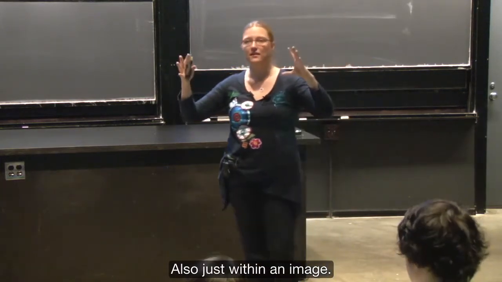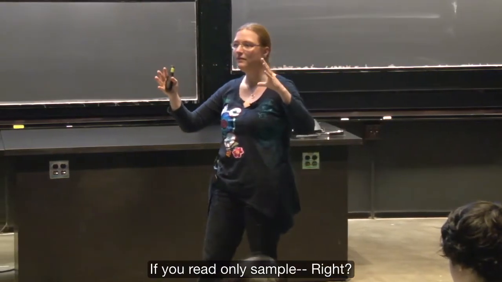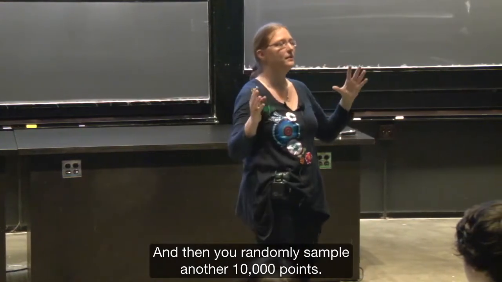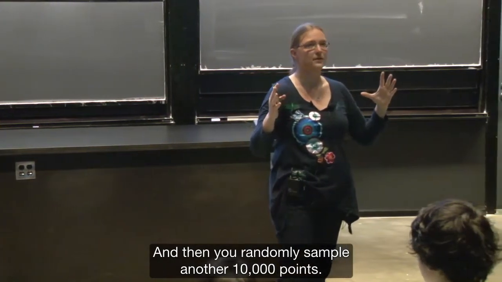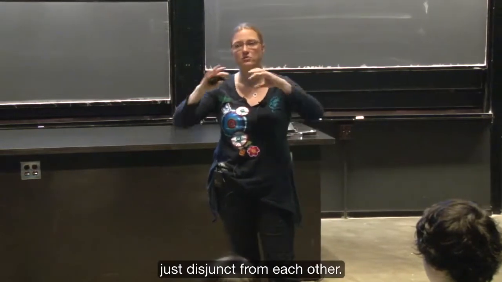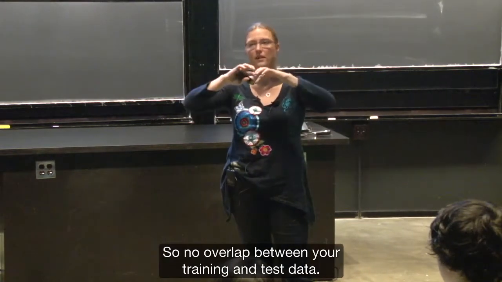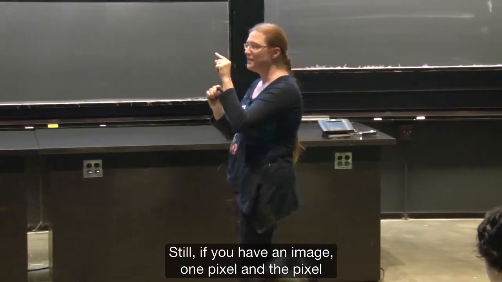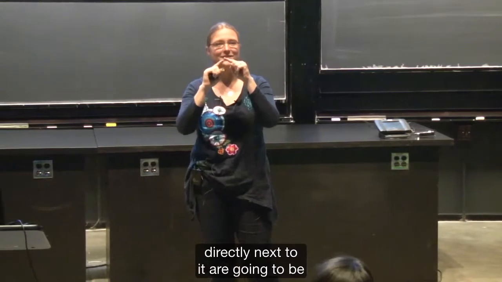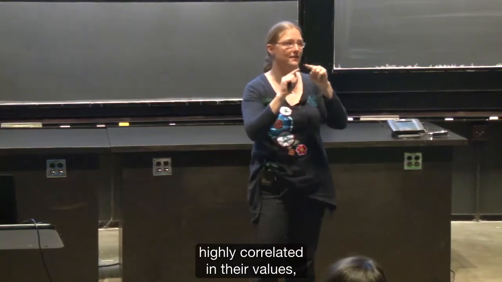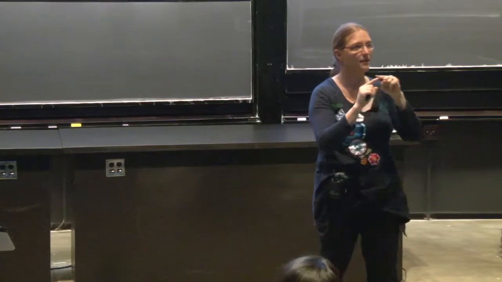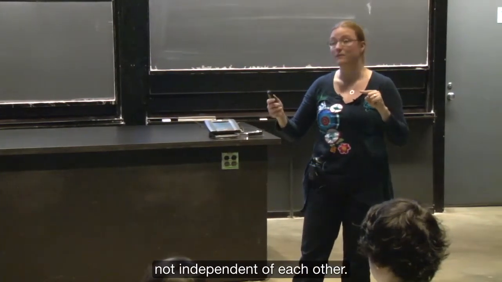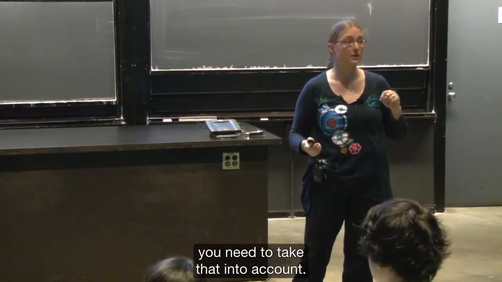Also, just within an image, if you randomly sample 10,000 points from an image, and then you randomly sample another 10,000 points, and let's say those two could even be disjoint from each other, so no overlap between your training and test data. Still, if you have an image, one pixel and the pixel directly next to it are going to be highly correlated in their values and in their characteristics, right? So that means that your data samples are actually not independent of each other. And when you do cross-validation, you need to take that into account.